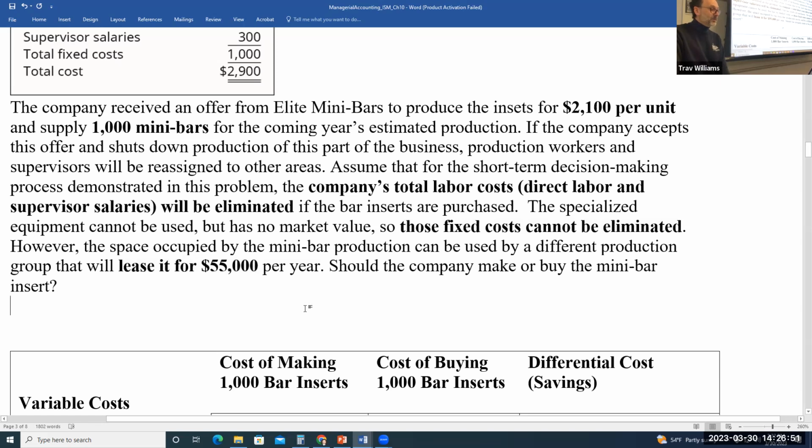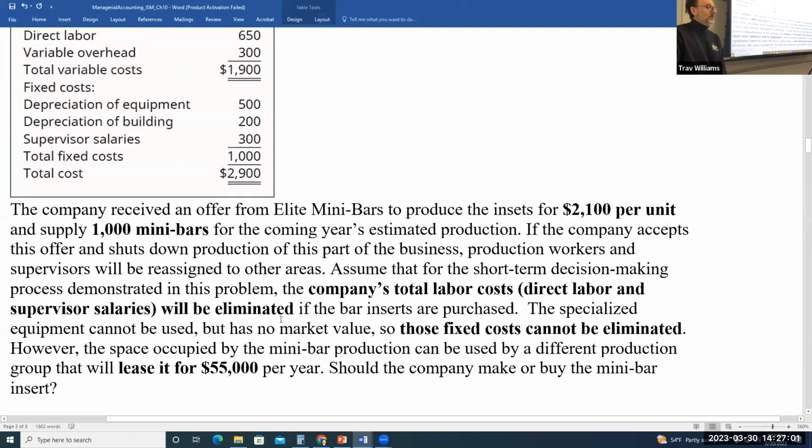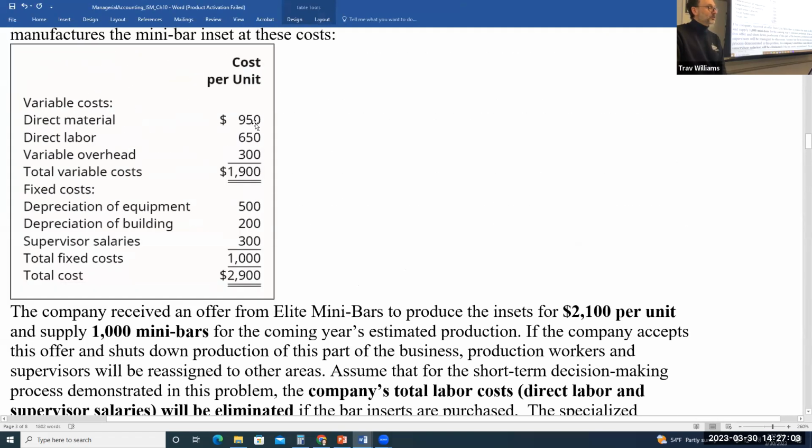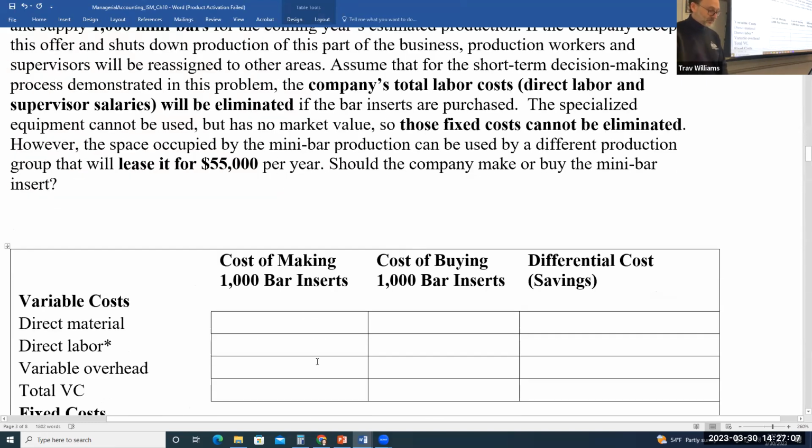So based on this information, we're going to start by putting in our variable costs if we were to make these 1,000 units. So it's $950 per unit for materials times 1,000 units. So that's 950,000.